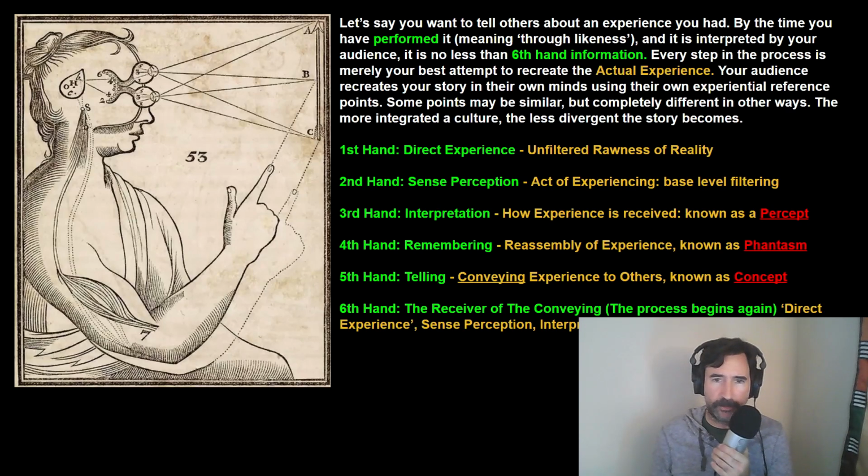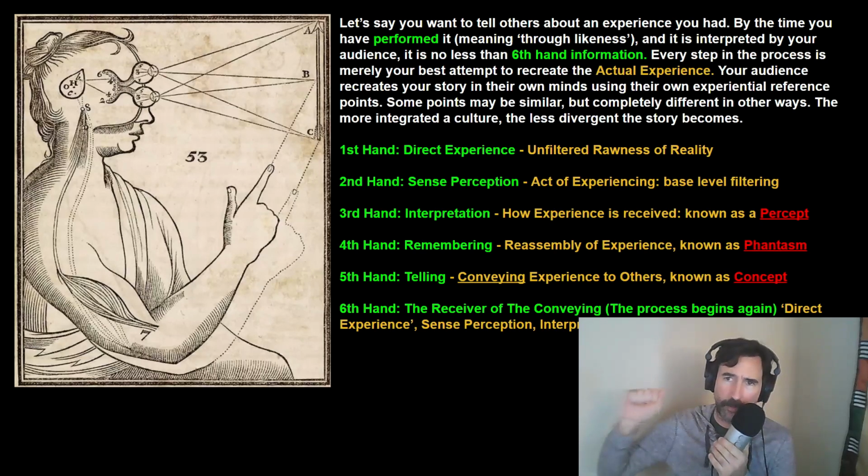Of course, in order to tell about your experience, you have to remember. You have to first put the pieces back together in your mind. And by the way, every one of these steps is a transformational change happening, right? The first-hand experience, the rawness of reality in that moment, has changed, right?